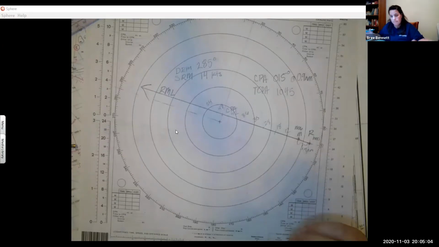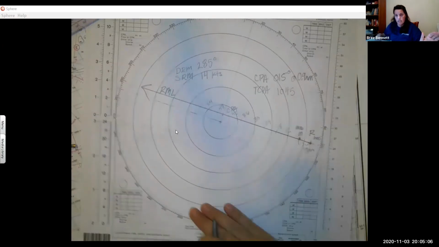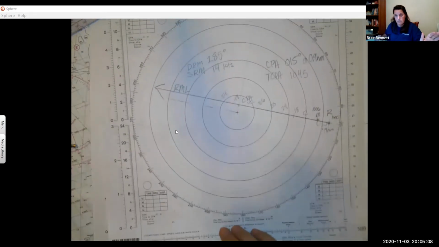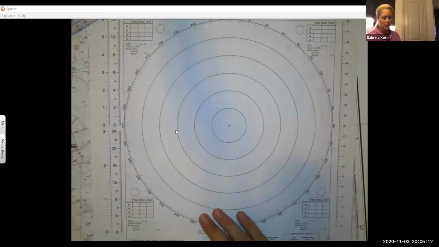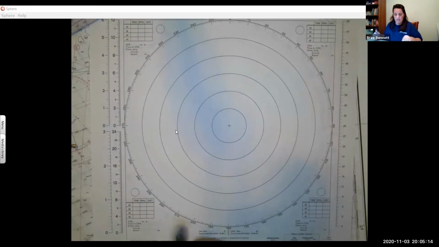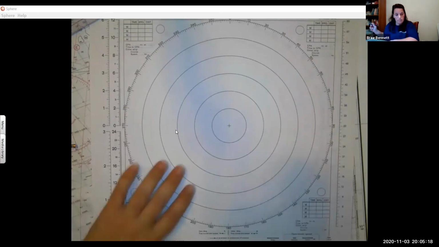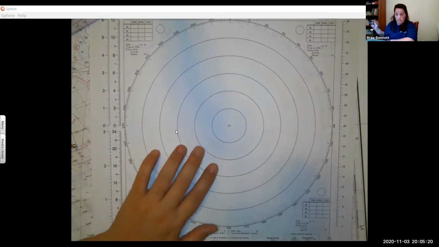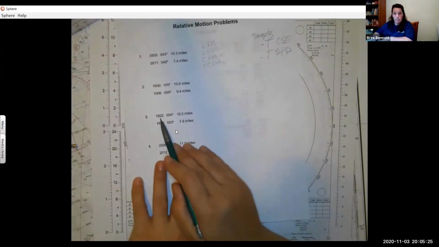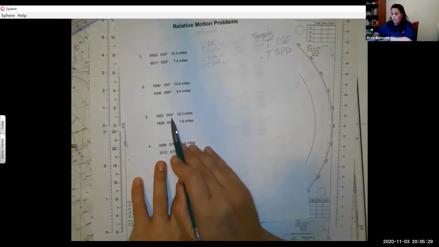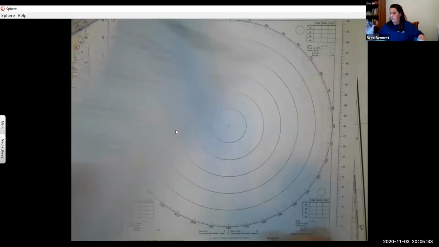Making sense so far? Yes. Okay. Let's do another one. Okay, so we have 1822 and 1828, 5.4 at 10 miles, and 5.3 at 7.9.